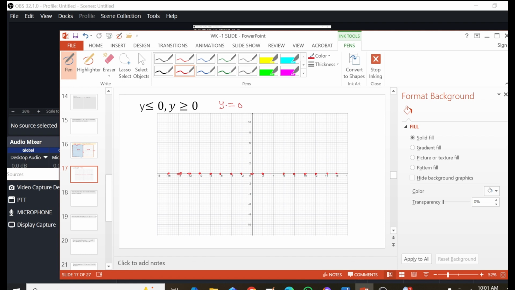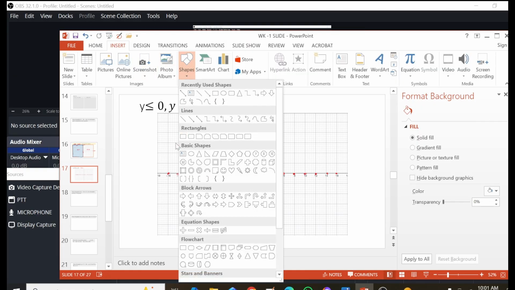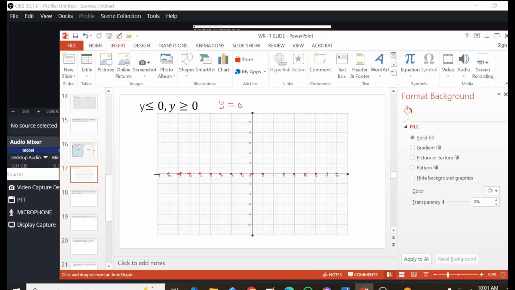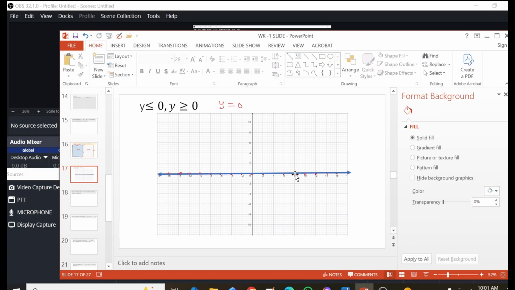Now, if I'm to draw y is equal to 0, I will put a line along this axis. Let me pick a line along it. This is the point. Then let me make it thick. Let me increase the thickness. You see? So this is the point where y is equal to 0. Now, we have two sides of this line, either up, every region here, or down.